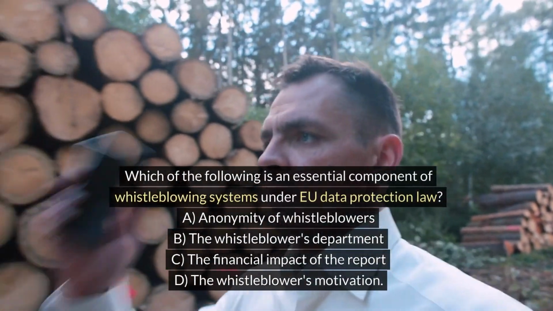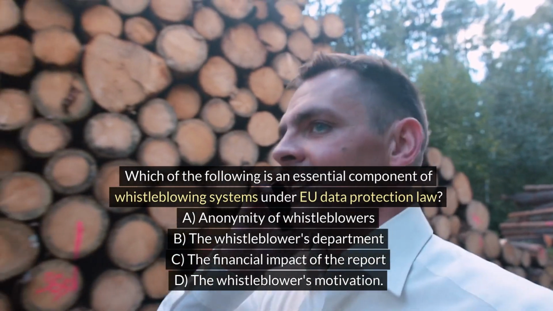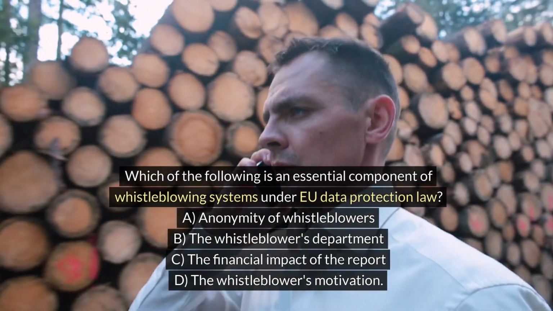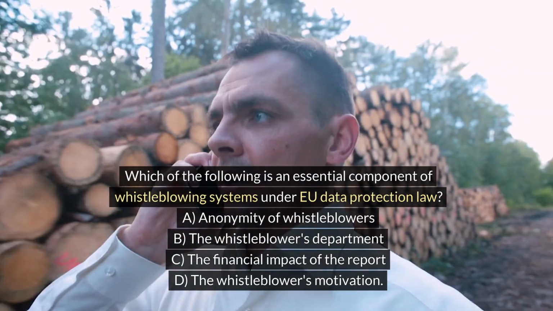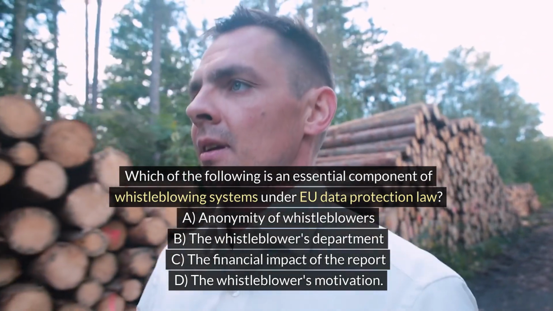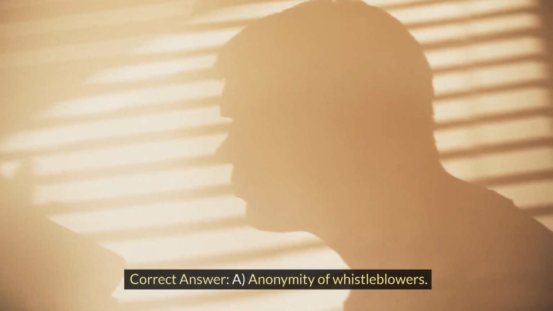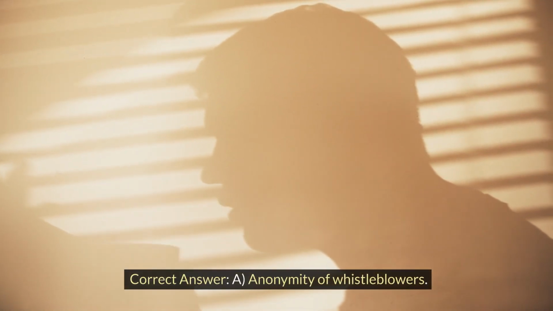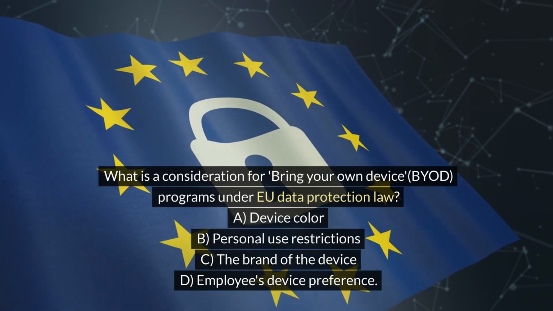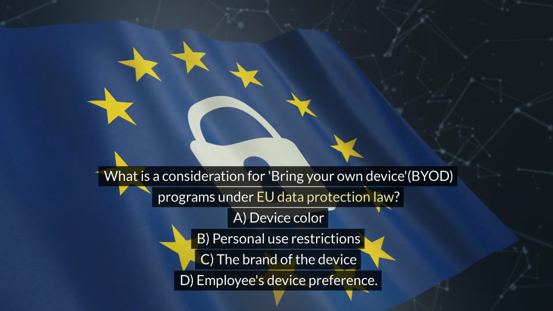Which of the following is an essential component of whistleblowing systems under EU data protection law? A. Anonymity of whistleblowers. B. The whistleblower's department. C. The financial impact of the report. D. The whistleblower's motivation. Correct answer: A. Anonymity of whistleblowers.